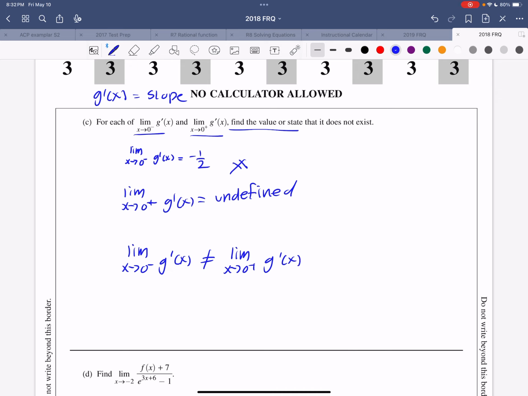Therefore, the limit as x approaches 0 does not exist. It's like that simple.